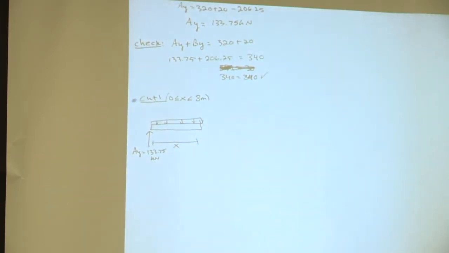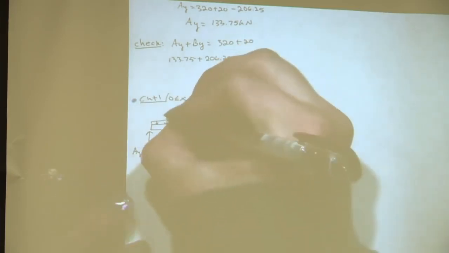Now, for the distributed load, how do we calculate the force from it? Okay, awesome, 40 times x. And how do you know it's 40 times x? That's the height of it. The height is 40. So to calculate the area, it's length times width. The length is x, and the height would be 40.